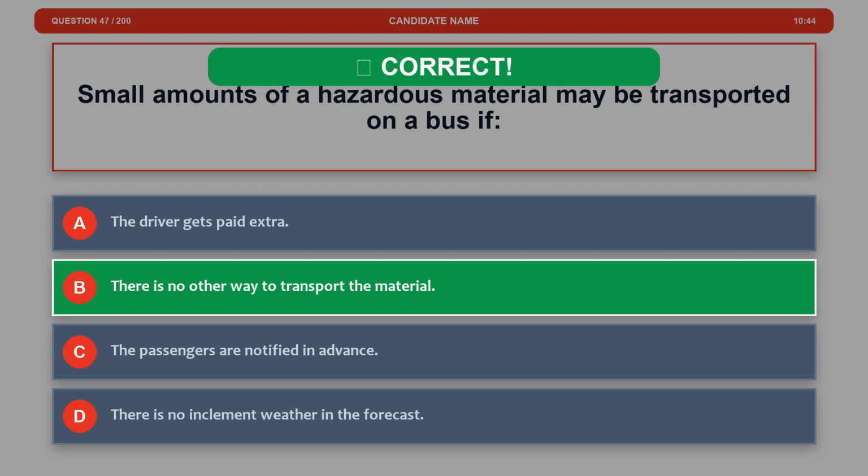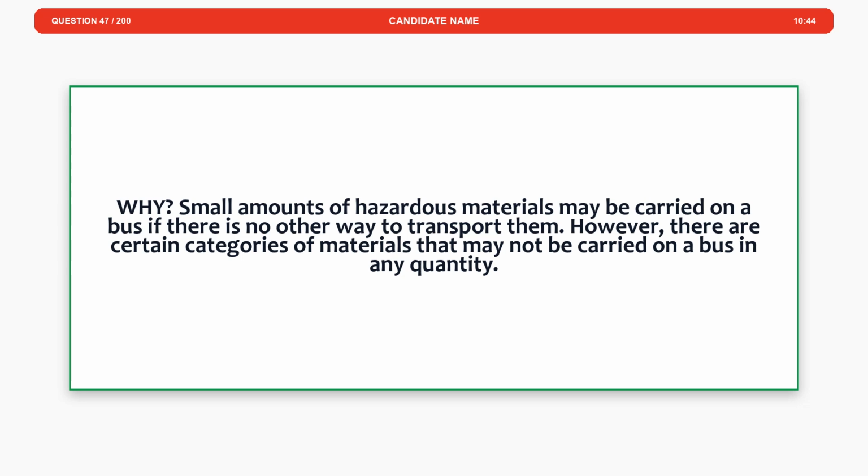The correct answer is option B, there is no other way to transport the material. Explanation. Small amounts of hazardous materials may be carried on a bus if there is no other way to transport them. However, there are certain categories of materials that may not be carried on a bus in any quantity.